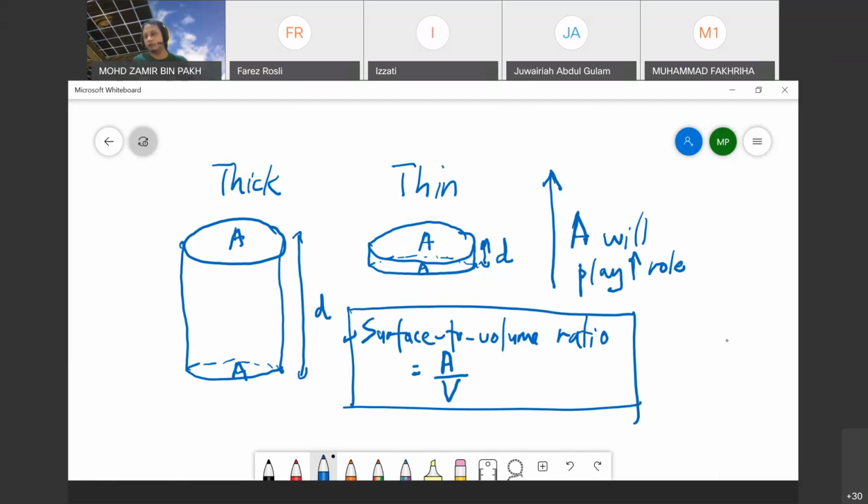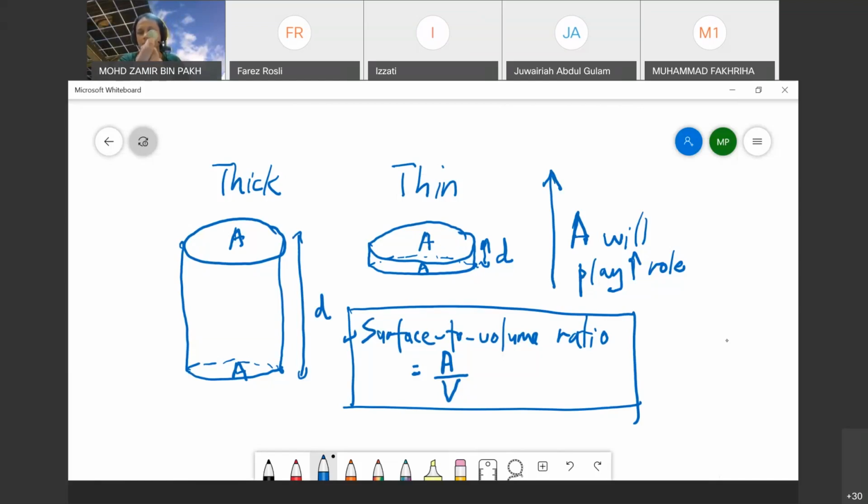It's like looking at a coin. I have a 20 cent coin here. You can see the cross section of the 20 cent: the D is very small and the A is very big. Okay, I'll come to your question, Hazik. If the D is very small, then technically the whole coin is the surface, right?